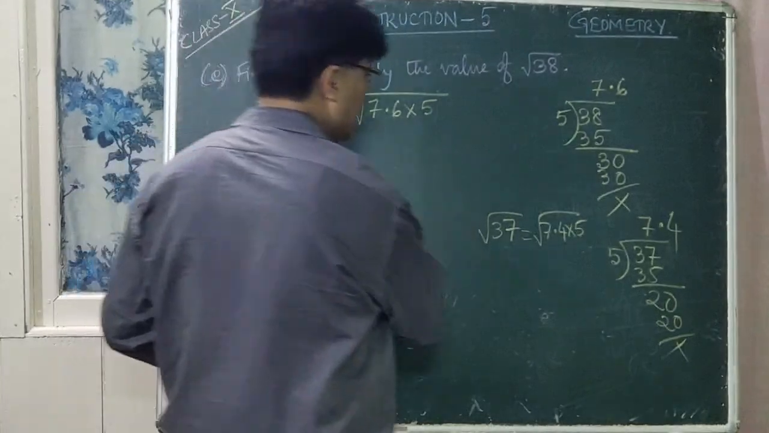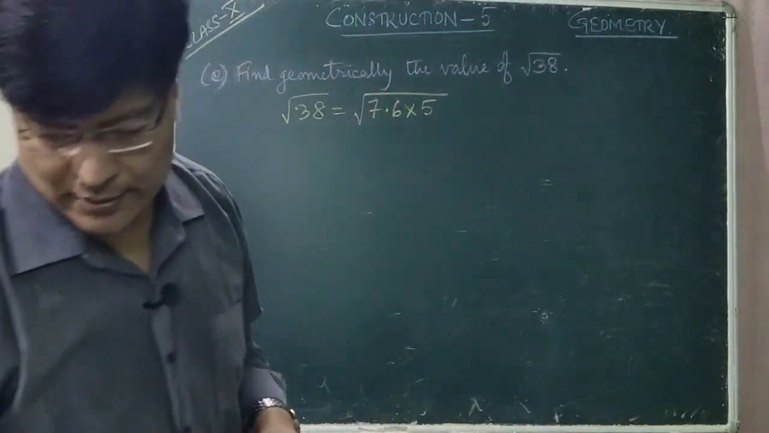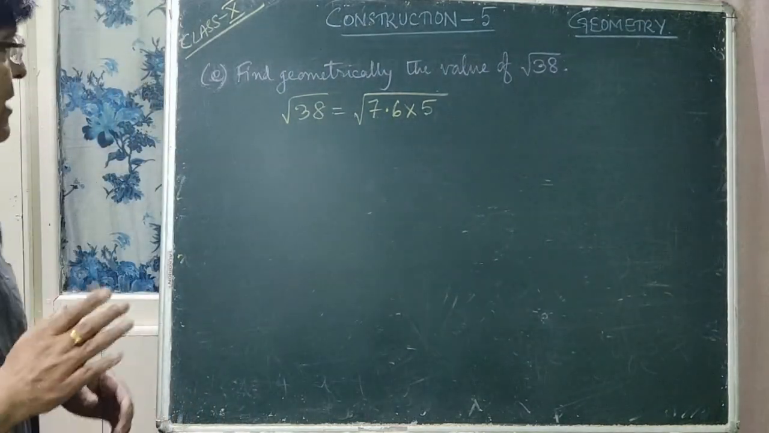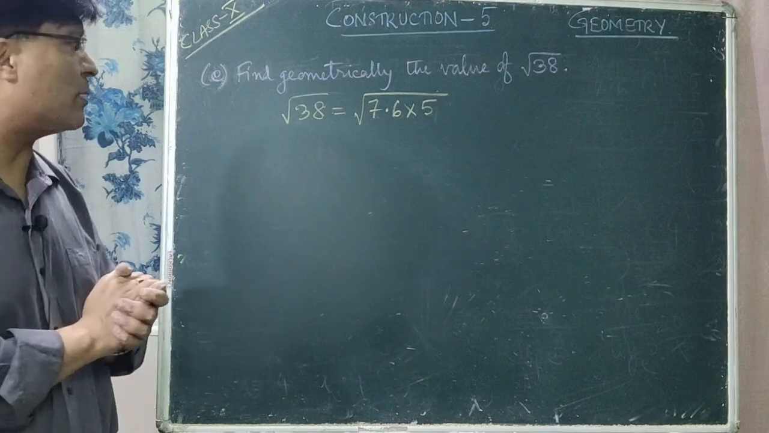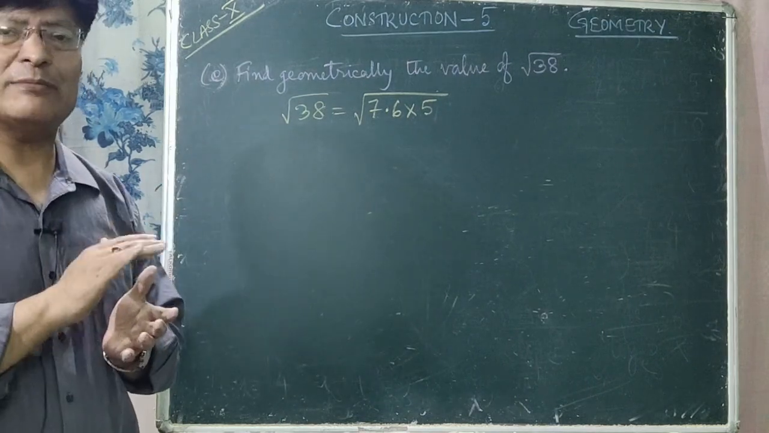So let us do this root over 38, okay? Root over 38 can be written as within square root 7.6 into 5. But you cannot write here 19 multiplied by 2.